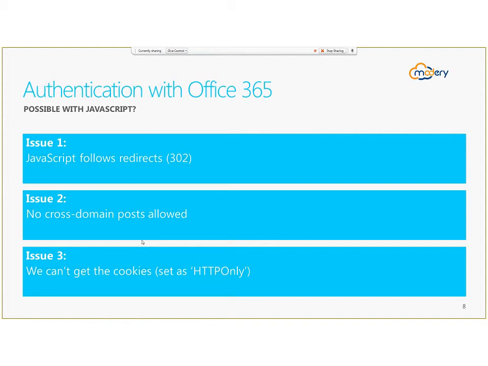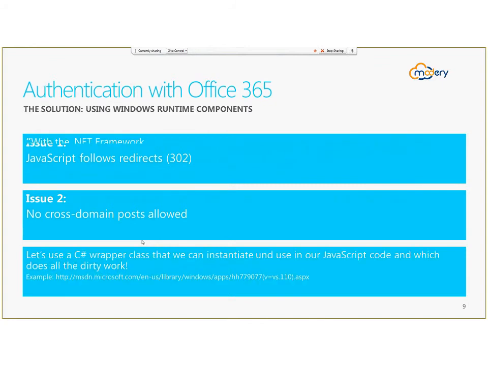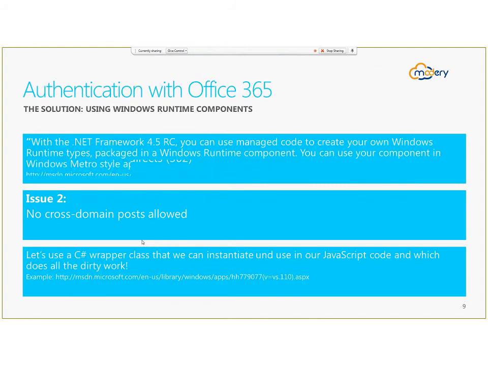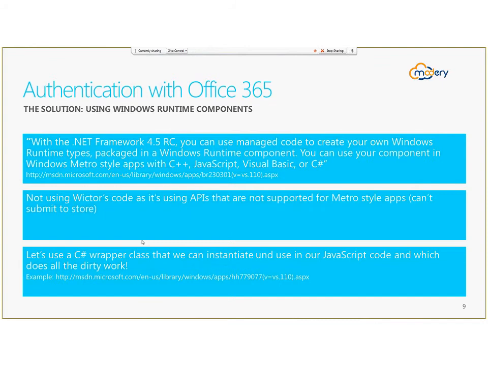Now, naturally, we want to achieve that within our Windows 8 HTML and JavaScript apps. If it weren't possible, we wouldn't have this session here today. The workaround is the following. Within your Metro-style app or your Windows 8 app, you can create a so-called Windows Runtime component. As the quote here says, you can use managed code to create your own Windows Runtime type, package it into a component, and then use your component in your own apps with C++, JavaScript, Visual Basic, or C#.